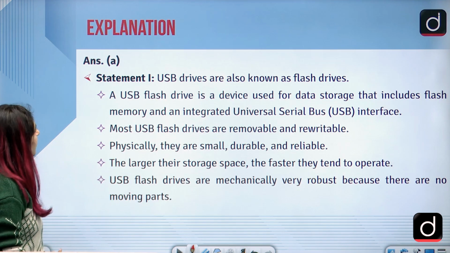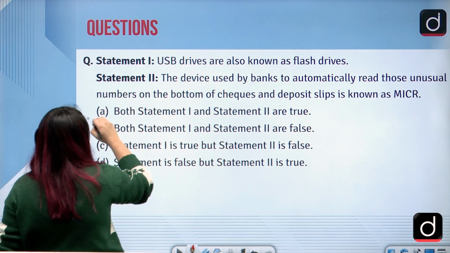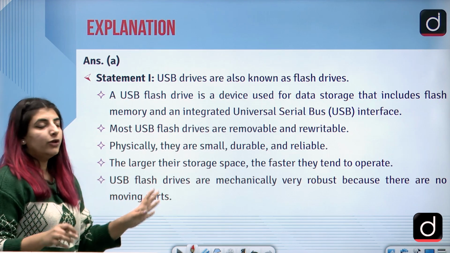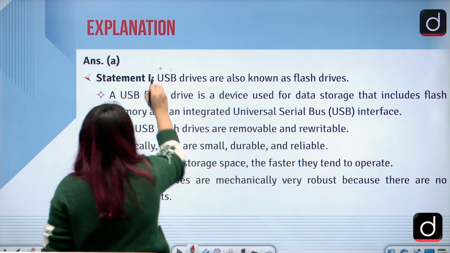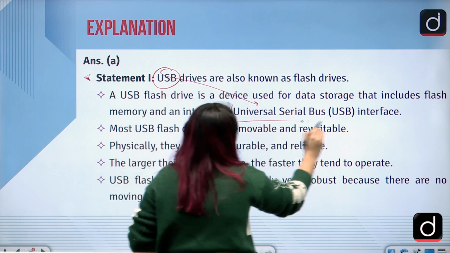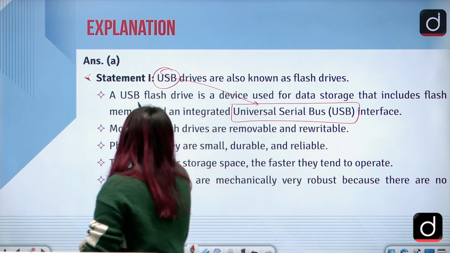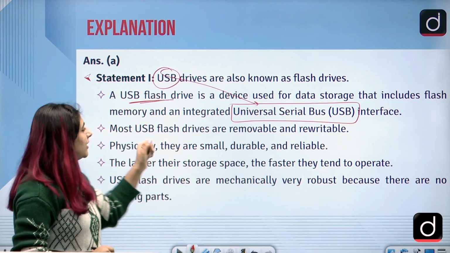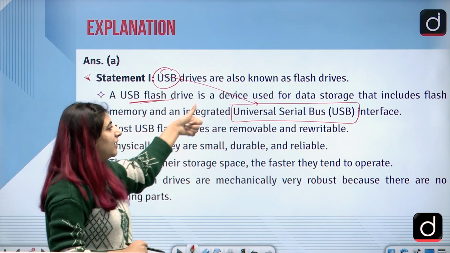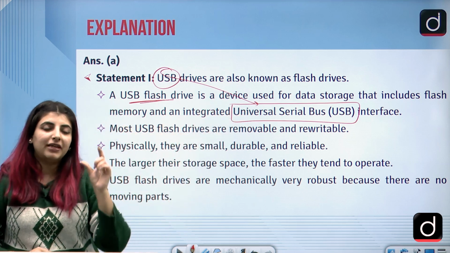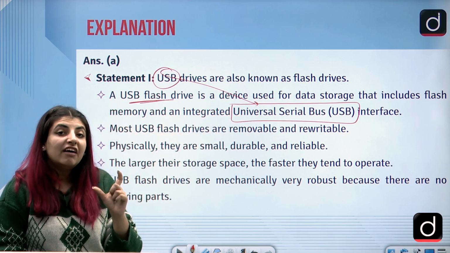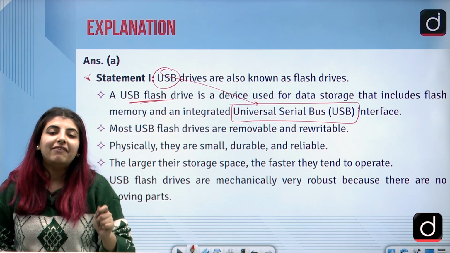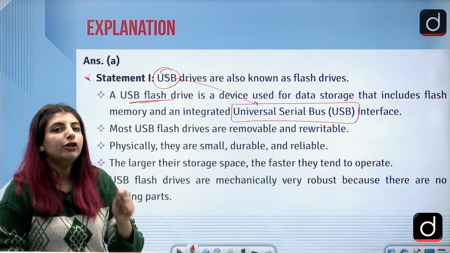The answer to this question is option A, which says that both these statements are correct. So first of all, USB, the full form of USB is Universal Serial Bus. A USB flash drive is a device used for data storage that includes flash memory and an integrated USB interface. Basically, you have USB ports in your laptops as well. So a pen drive can be taken up as an example of a USB.